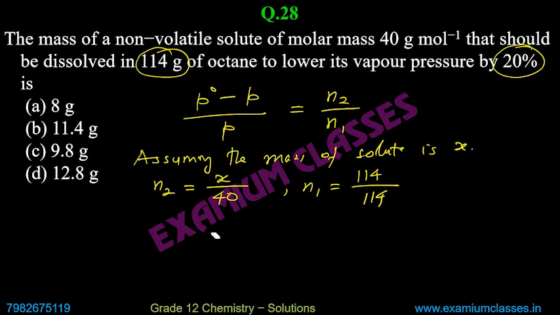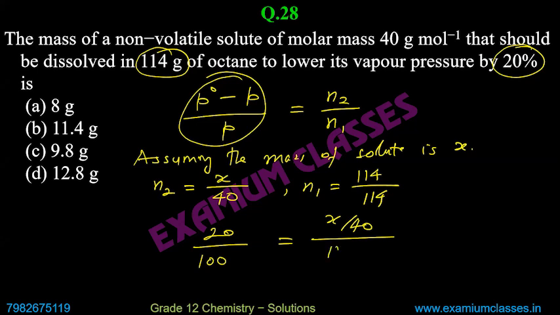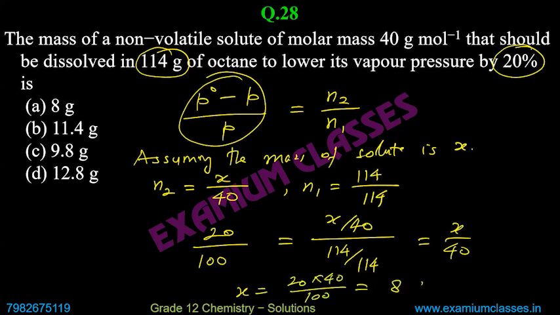So from here you will calculate N2 by N1. Okay. And this relative lowering is given 20% means 20 by 100. So it will be 20 by 100 equals N2 divided by N1. Remember, I am writing in approximation, and N2 by N1 is in approximation case only. Solve it, means it will be X by 40. So X equals 20 into 40 divided by 100, that is 8 grams. So A will be the answer.